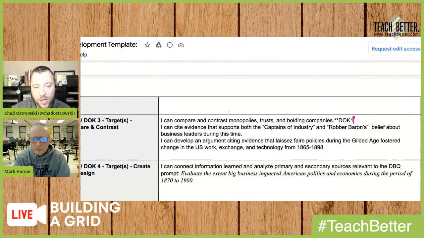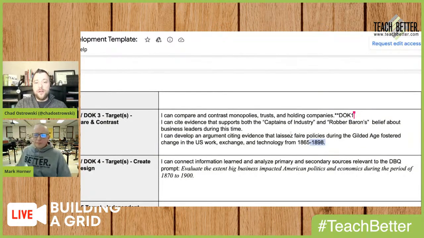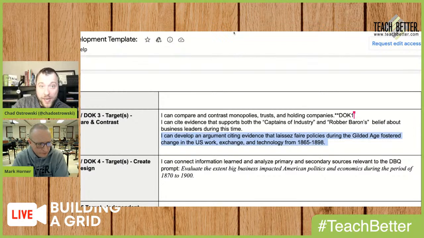I can develop an argument citing evidence that the laissez-faire policies during the Gilded Age fostered change in the U.S. work exchange technology from 1865 to 1898. So here's something I want to hone in on. This to me sounds a lot like that second standard. Would you agree? Mm-hmm. So for me, it should, because we both agreed that it was a DOK level 3 standard.